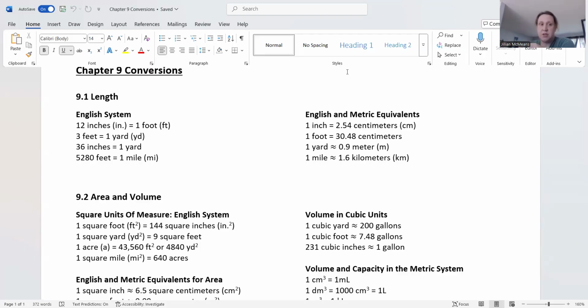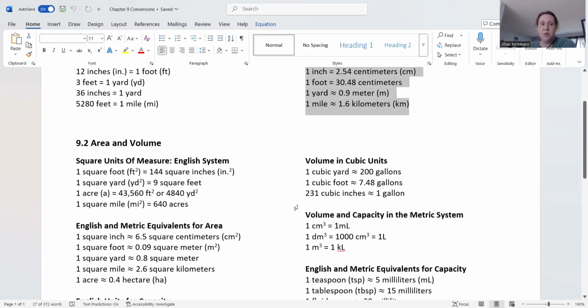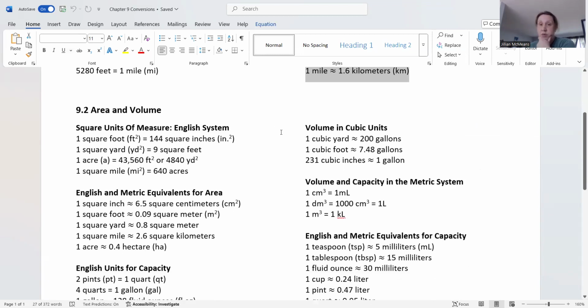It's only got two sections. It's got the English system, so like converting English to English or US to US. And then it's got the section over here converting English to metric. These are the ones we're going to look at now. But then we also have area and volume. So we've got units for English, English and metric, English for capacity.